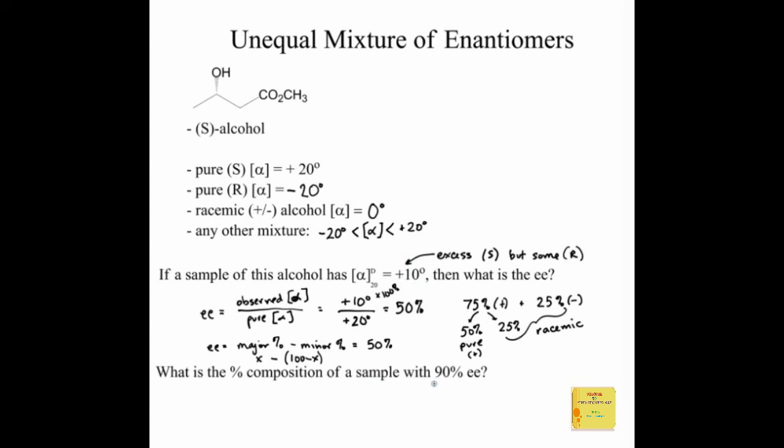Okay, one more example. What is the percent composition of a sample with 90% EE? Again, that means we have 90% of one enantiomer plus 10% of the racemic, so we have 5% and 5%. That means we have 95% of one enantiomer plus 5% of the other enantiomer. This is just one way to think about it. Again, you could solve it algebraically by setting one to be x and one to be 100 minus x, and then the difference would be 90%. The difference between 95% and 5% is 90% EE. So 90% EE equals 95% minus 5%. If you have a 95-5 mixture of two enantiomers, it would be described as having a 90% EE.